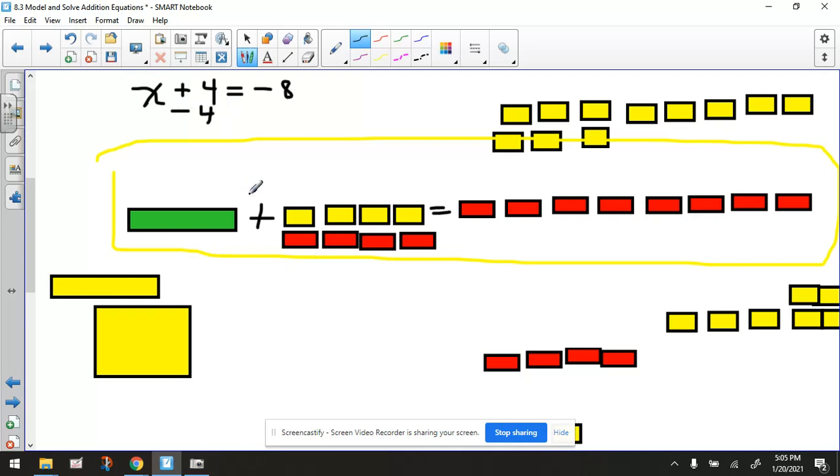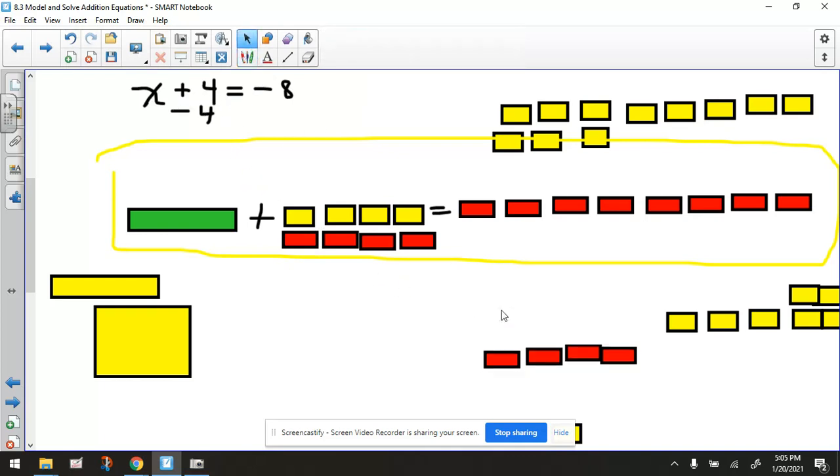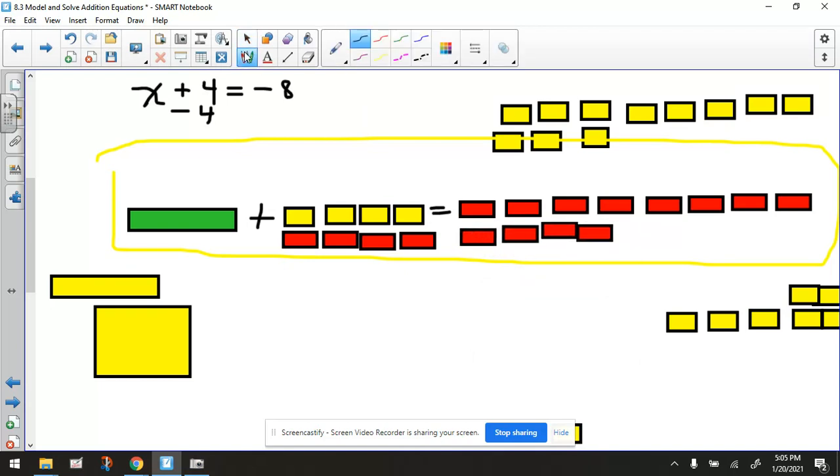Now, whatever you do to one side, remember you have to do to the other side to keep it balanced. So you have to put that over here. Now, you may recall that we talked about the idea of 0 pairs. See, this is a 0 pair, it cancels out. This is a 0 pair, it cancels out. This is a 0 pair, it cancels out. So that all cancels out.